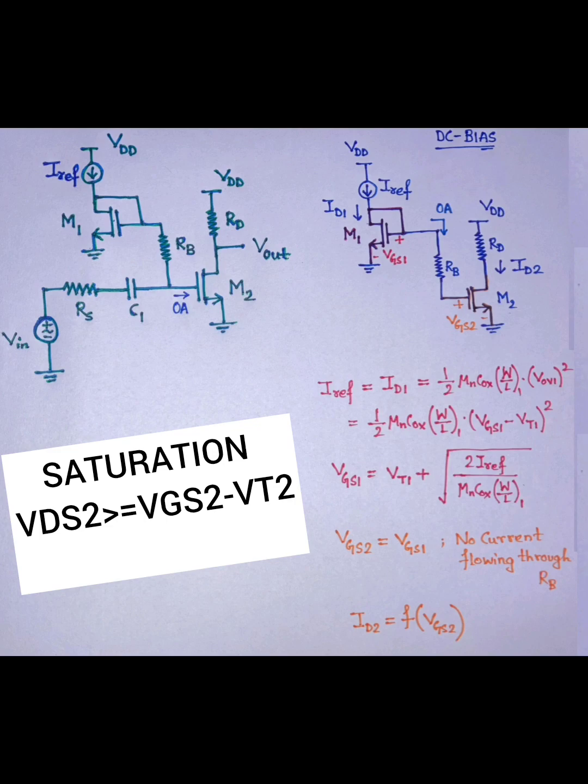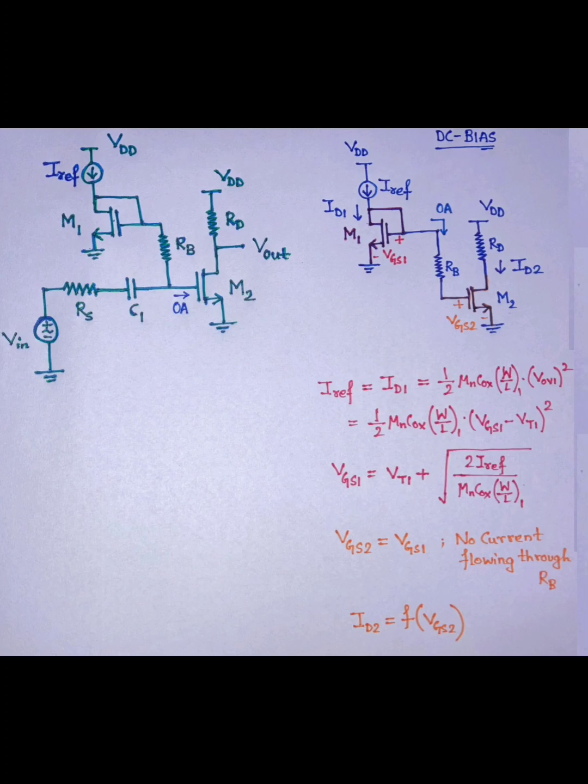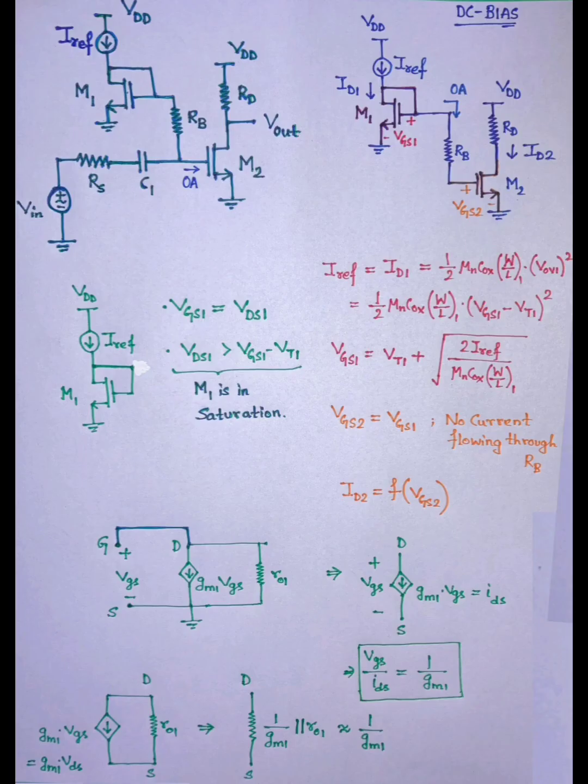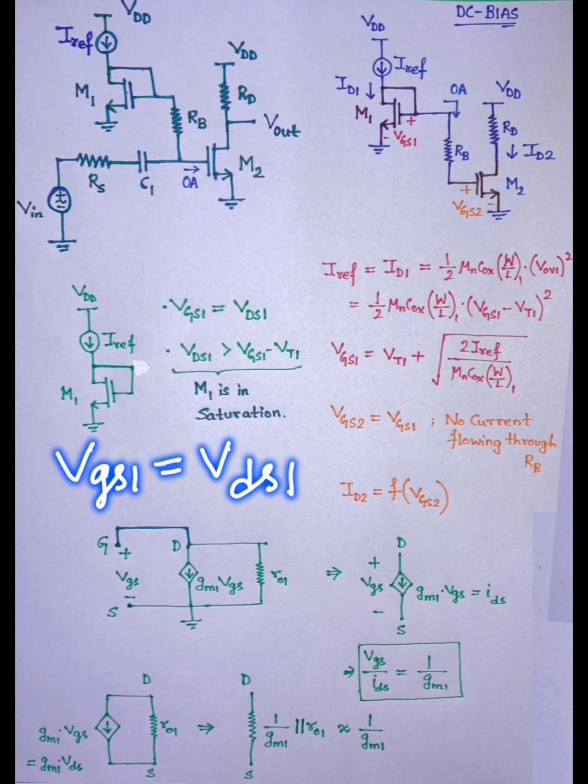Now I'm going to discuss how this diode connected transistor is always in saturation. If you look into the transistor M1, you will see that VGS1 and VDS1 are equal. So your VDS1 will always be greater than VGS1 minus VT1. That is why it is always in saturation. And now if you replace this diode connected transistor with its small signal model, then you will see that the equivalent impedance across it is nothing but 1 by gm1.